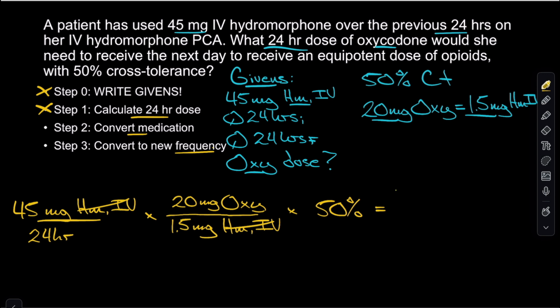So what we have is 45 times 20 divided by 1.5 times 0.5 equals 300 milligrams of oxycodone every 24 hours. Hope that makes sense.